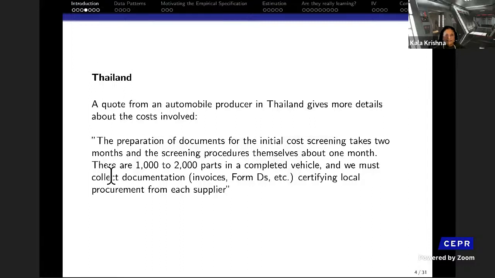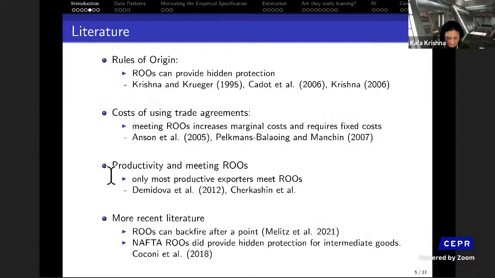So in Thailand, it tells you what you need to do when you're an automobile producer. If you're making a car, you want to invoke preferences. What do you need? You need to certify everything in there meets rules of origin. So if there are 1,000, 2,000 parts in a completed vehicle, you have to conduct the documentation for every supplier. I mean, imagine what a pain this is. And you have to do this for every transaction. Luckily, if you have the same supplier, then this will become much easier. So this is the kind of cost that we're talking about.